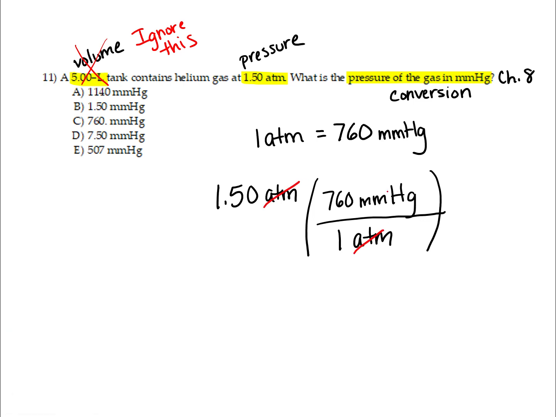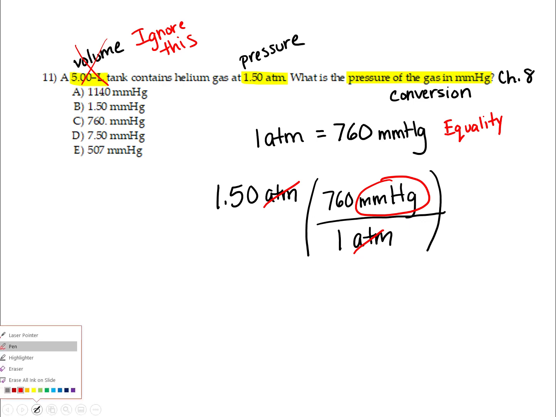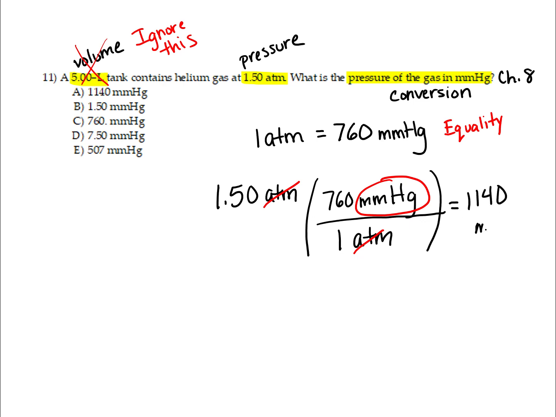Our units cancel, and we're left with millimeters of mercury, which is what we want. And I should label this as an equality. You do not need to memorize these different equalities for the units of pressure. That will be provided. You're just multiplying 1.5 times 760, and that gives you 1140, which is letter A.